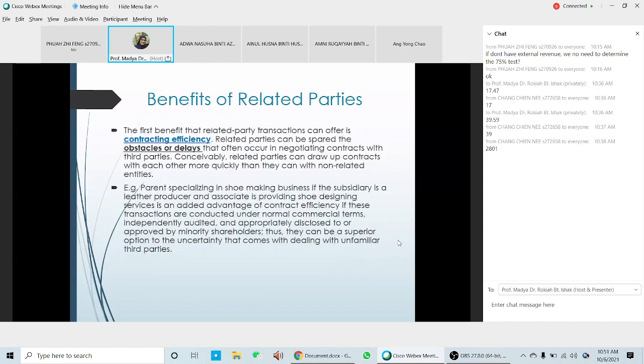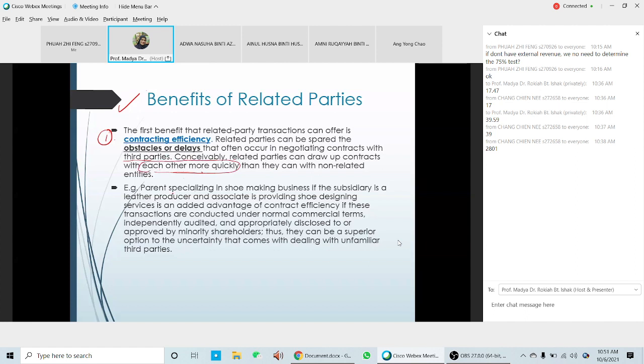Okay, so the important part is this: what is the benefit of related parties? The first benefit is related to contracting efficiency. Contracting efficiency here is because you already know the persons that you are dealing with, so you're going to reduce some of the obstacles, as compared to negotiating a contract with a third party. So the related party can draw out a contract more quickly than they can with a non-related party, because you already know each other.